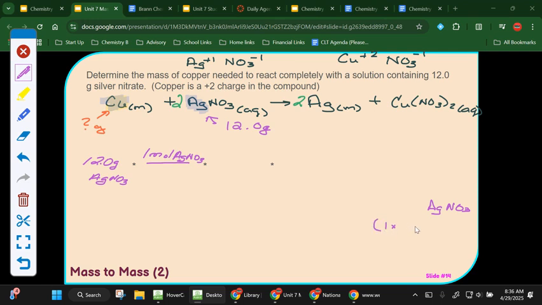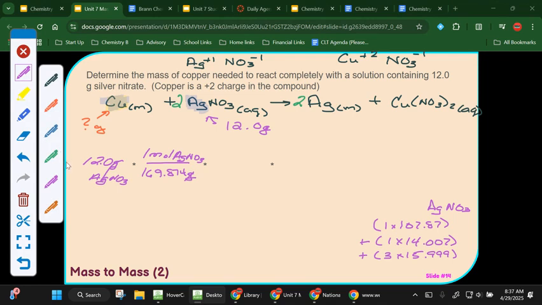1 times what's the mass of silver, ladies and gentlemen? 107.87. Plus 1 times the mass of nitrogen, 14.007. Plus 3 times the mass of oxygen, 15.999. Someone add that up and tell me what we get. 169.874. Thank you. Grams of AgNO3 cancel.